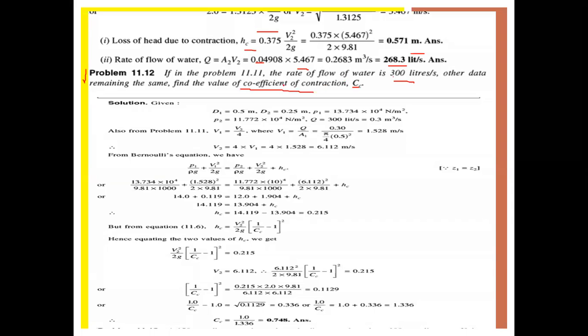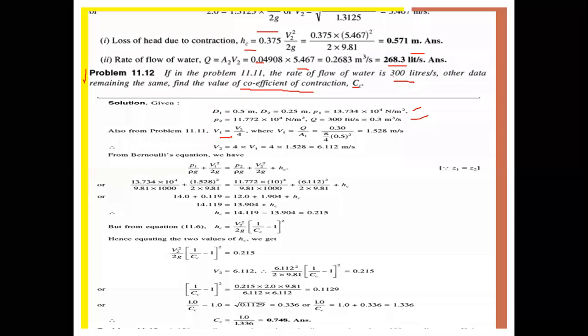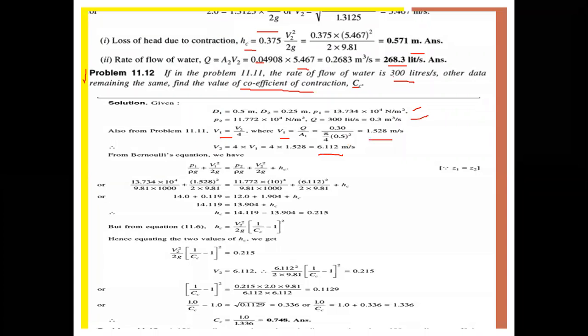Now write the given data the same. Given data: D1, D2, P1, P2, and Q is equal to 300. Also from problem 11.1, V1 is equal to V2 by 4, where V1 is equal to Q by A. So those values also we have got. So we have the maximum input data. Then what do you have to find?